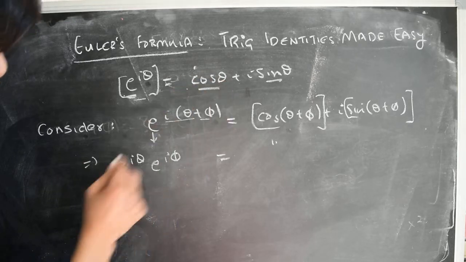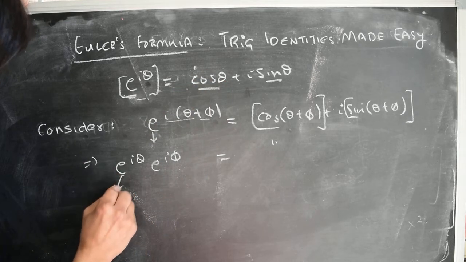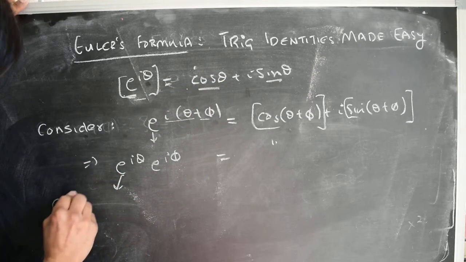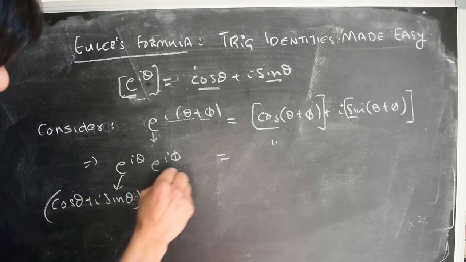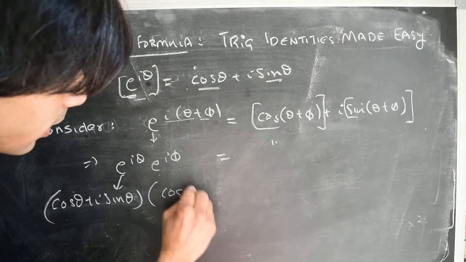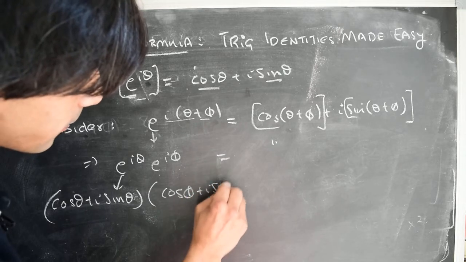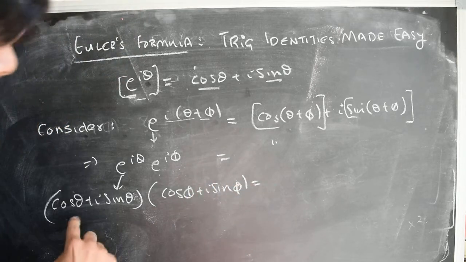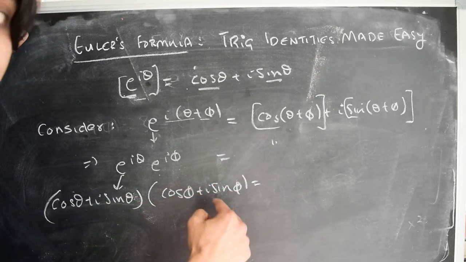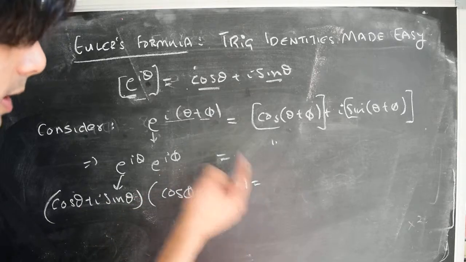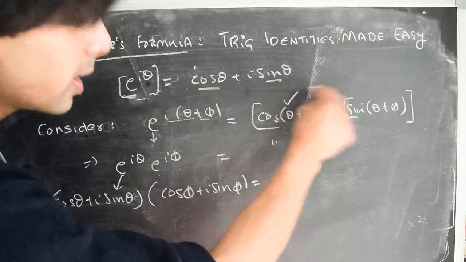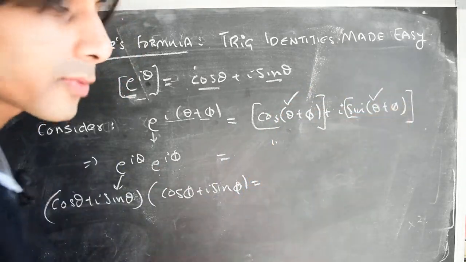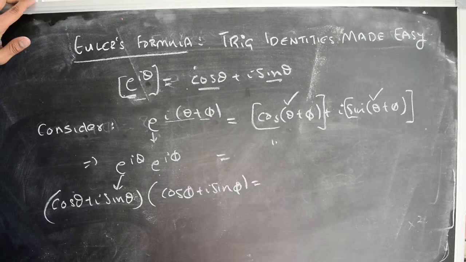Now e to the power of i theta is cosine theta plus i sine theta, and e to the power i phi will be cosine phi plus i sine phi. And all we now need to do is multiply the terms out to find the real part and the imaginary part. The real part of this expansion will give us cosine theta plus phi, whereas the imaginary part will give us sine theta plus phi. So let's work out this algebra.